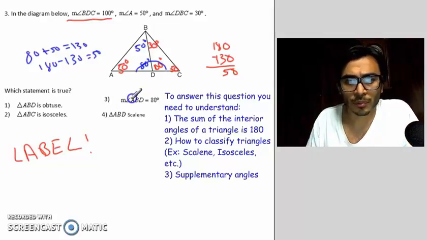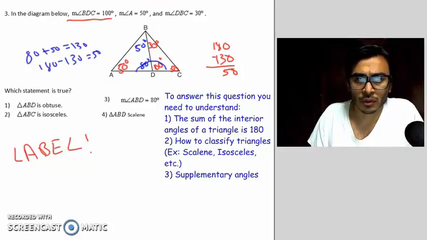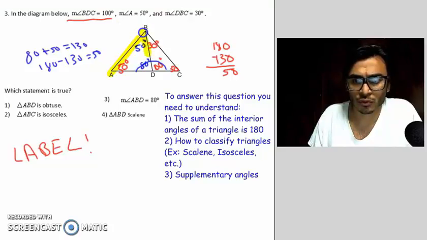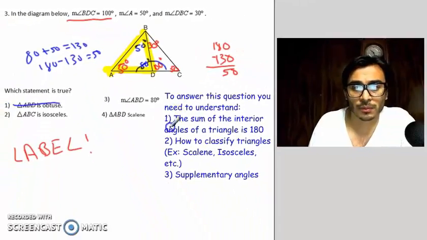All right, so let's use some process of elimination. Which statement is true? Triangle ABD is obtuse. So that's referring to this triangle here, triangle ABD. And it's saying it's obtuse. Well, in order for the triangle to be obtuse, one of the angles has to be over 90 degrees, and that's not the case. So it's not obtuse.